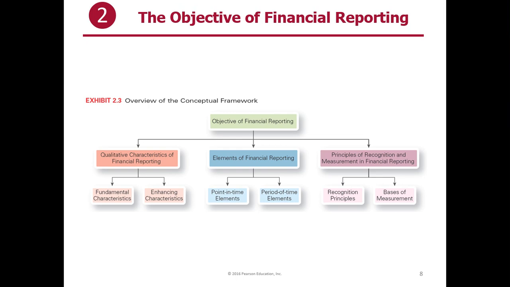Now, before we move forward, let us keep on revising the conceptual framework of financial reporting. The picture that we just saw, and I am sure you must have copied it on the group so that everybody keeps on revising this. There are three objectives of financial reporting: qualitative characteristics, elements of financial reporting, and the third is recognition and measurement. We are discussing qualitative characteristics right now. There are two types: one is fundamental characteristics, and the other is enhancing. The elements of financial reporting are two: one is point in time elements, and the other is period of time elements. And the last one, recognition and measurement, is also two: one is the recognition principles, and the other important element is the basis for measurement.